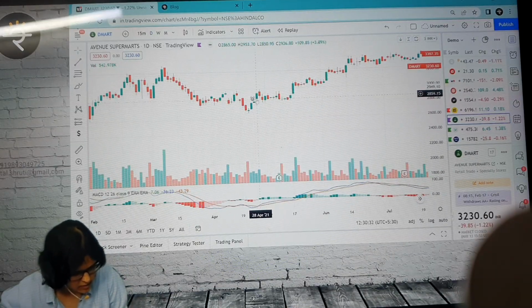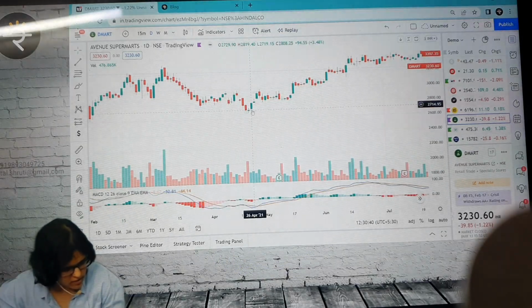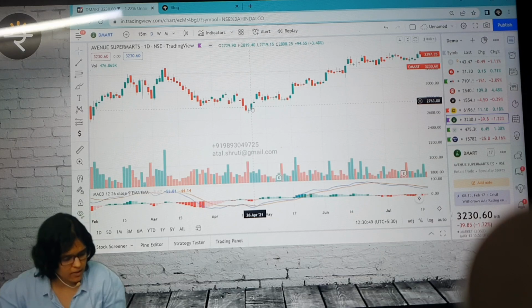Can you see 1, 2, 3? So this was a downfall, retest, downfall. And what can you see here? Morning star. Correct? Volumes not that great though, right?